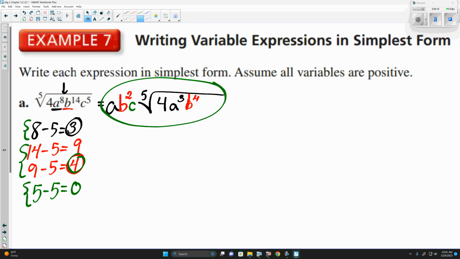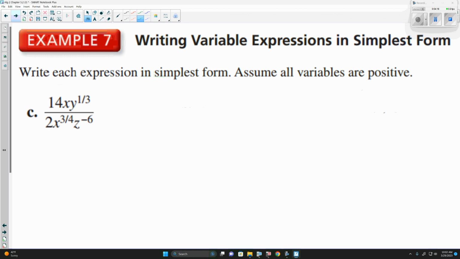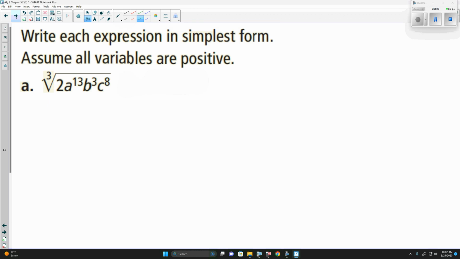And we could do the same thing with the other one here: the cubed root of 2a to the 13th, b cubed, c to the 8th. Can we take the cubed root of 2? Well, no. And whatever we can't take the cubed root of stays inside the radical. The ones that we can, we bring out.